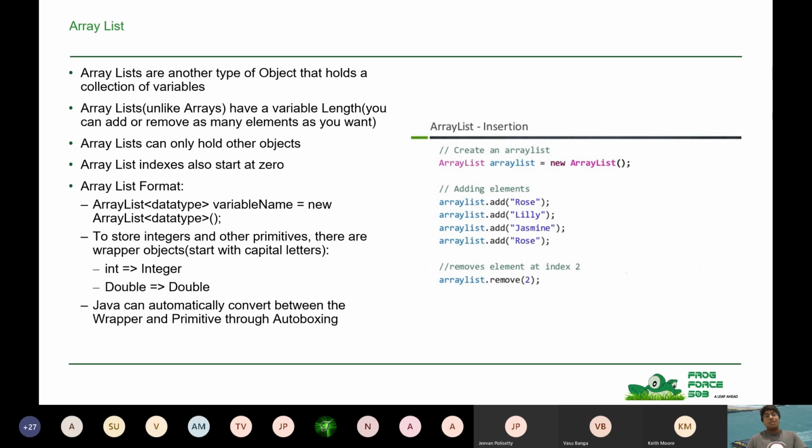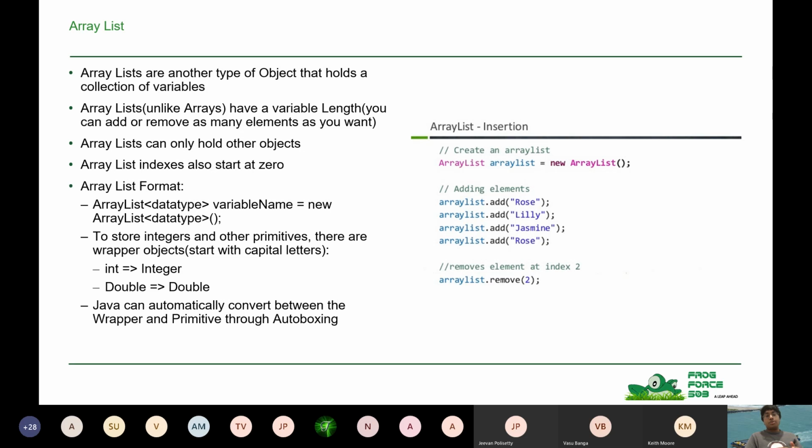So the array list is another type of object that holds a collection of variables, just like an array. But unlike arrays, and this is the key difference, array lists have a variable length. So you can add or remove or change any object you want. You can have 0 objects, 5 objects, 100 objects, 1,000 objects, and you can change that while you're running code. So you don't have to pre-decide how big you want your list to be.